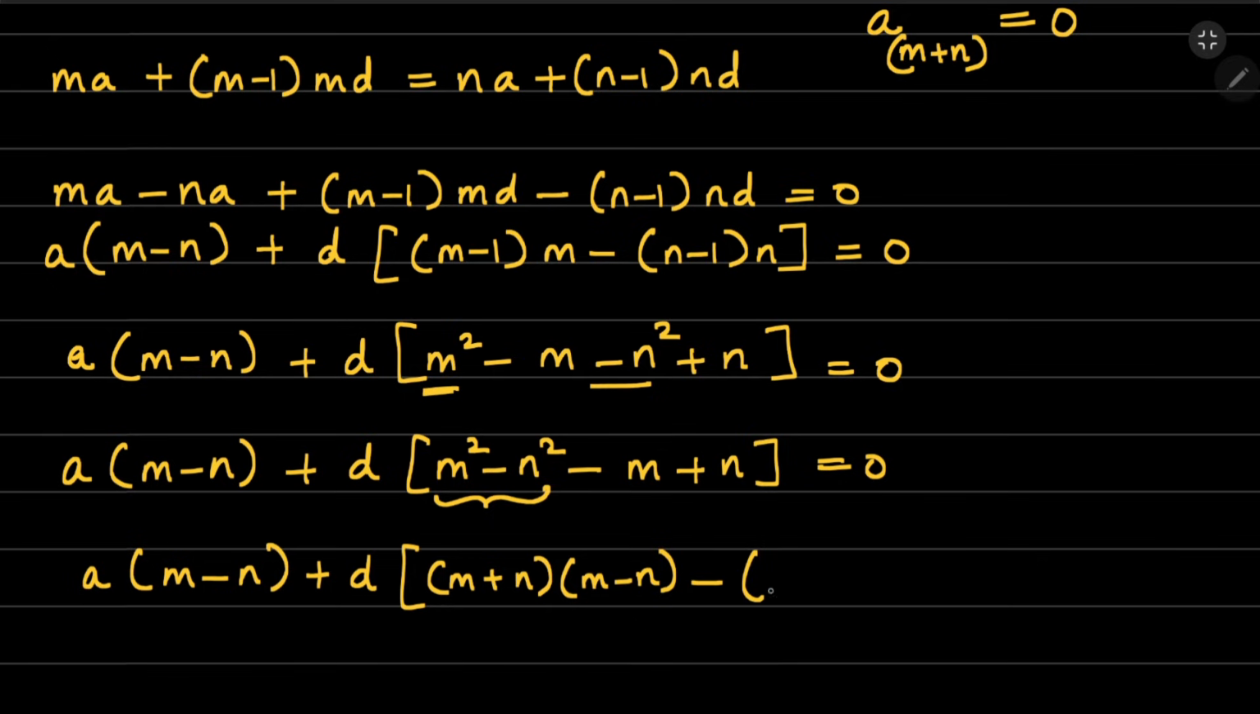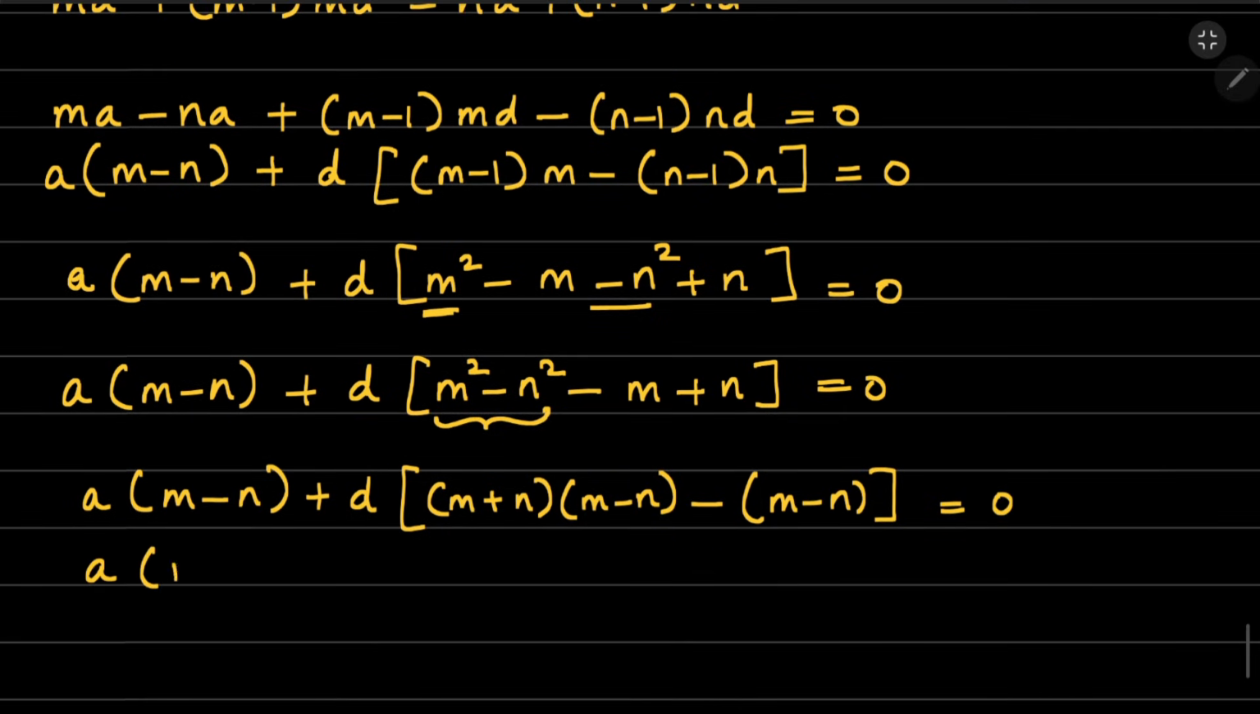Again, let's take minus common out. So it will be m minus n. If you take minus common out, minus m plus n, if you take negative 1 common, it will become m minus n inside. Because again, if you open it, minus m is correct. Minus into minus is plus n. This is also correct. Equal to 0.